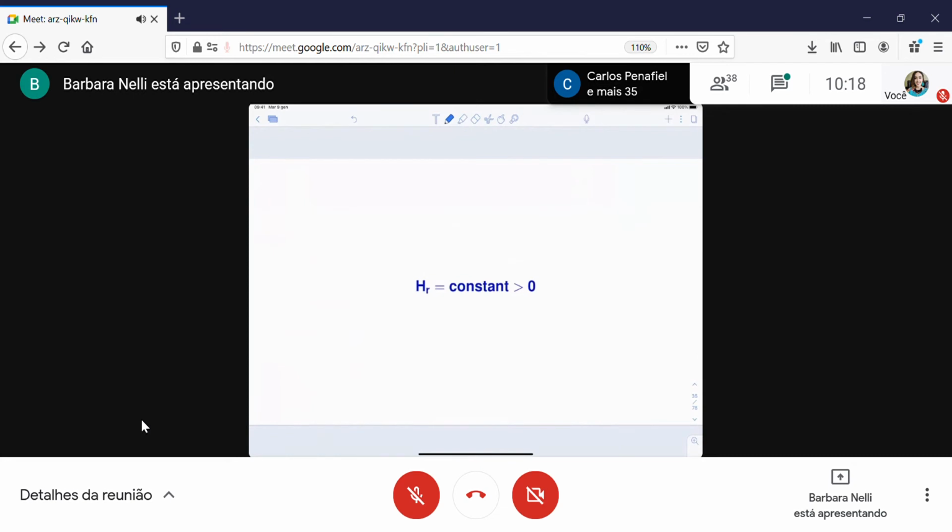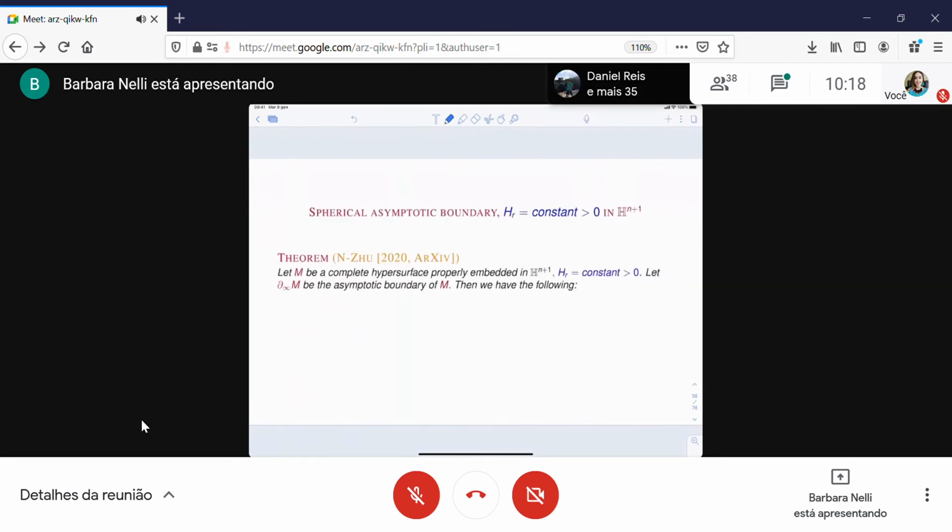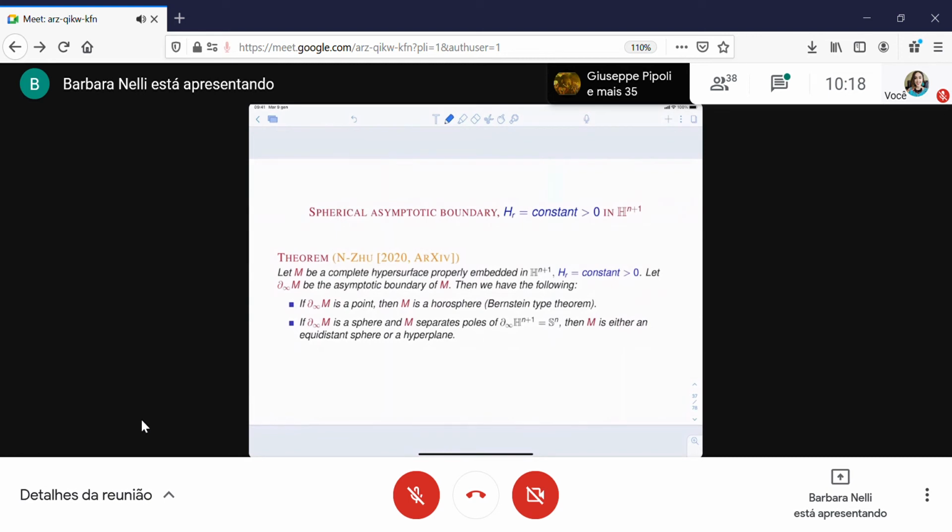Okay. So let me start with the first result. As I told you, we will see properties of the hypersurface depending on the boundary. So the theorem is the following, a joint work with Jin-Yong Zhu. Let M be a complete hypersurface properly embedded in the hyperbolic space with constant positive H_r, and consider the asymptotic boundary of M. So in the case that the asymptotic boundary is a point, then M is a horosphere.